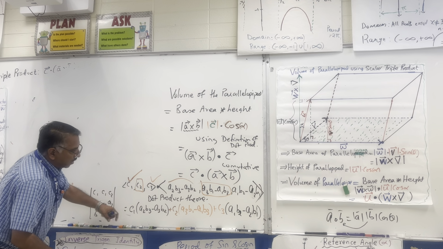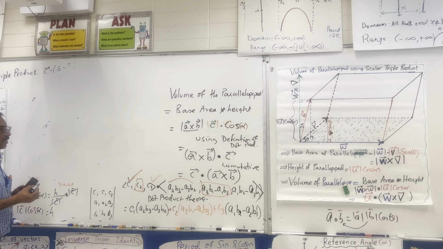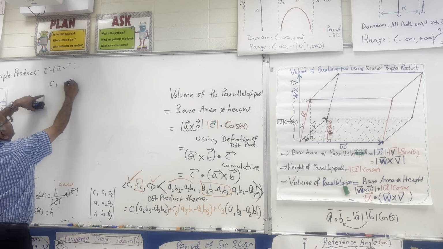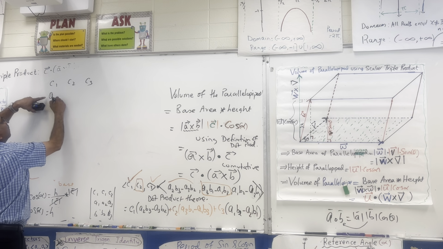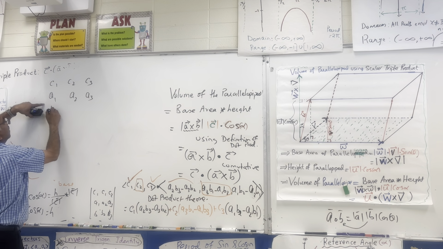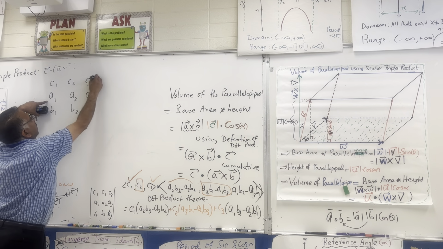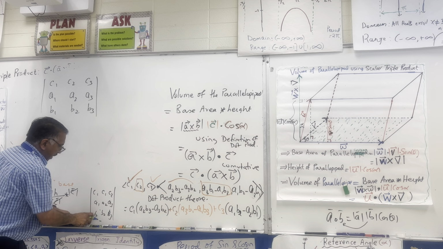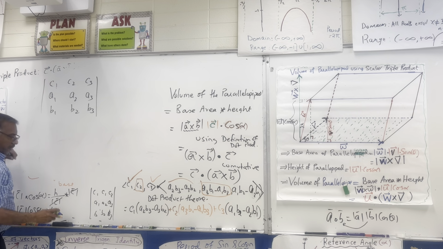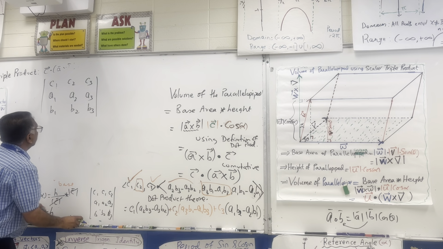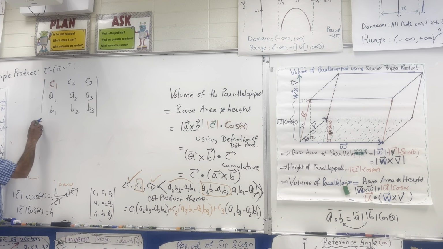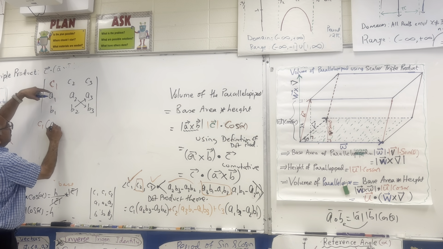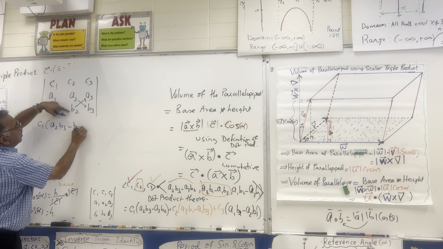So basically, if I use C1, C2, C3, A1, A2, A3, B1, B2, B3 and take the determinant of this, what's the determinant? Is this C1? So that's C1 into, using this one, A2 B3 minus B2 A3.